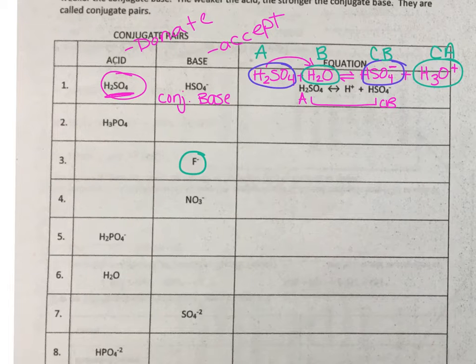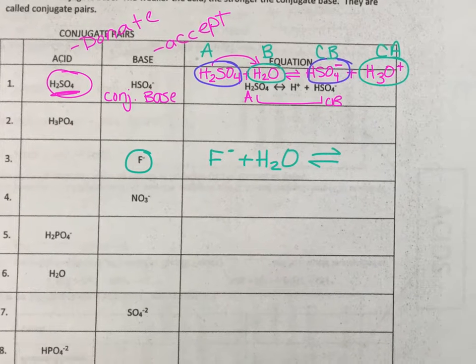The base that I'm giving you is F minus. It's a fluorine ion. So we're going to do it the same way over here. We're going to say F minus, and add it to some water. That just helps you see that an H isn't just appearing out of nowhere. What would the product be?